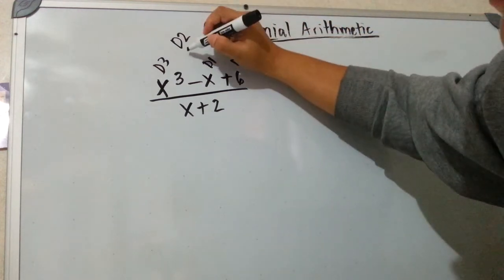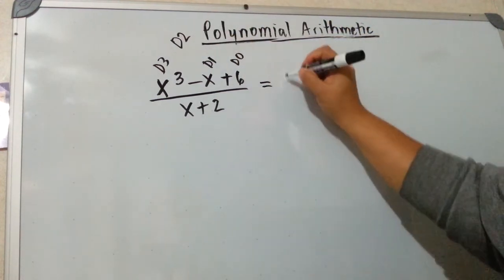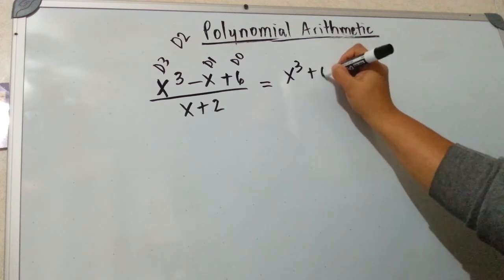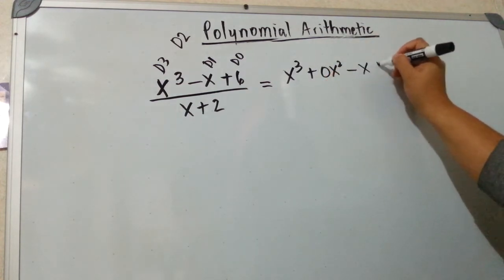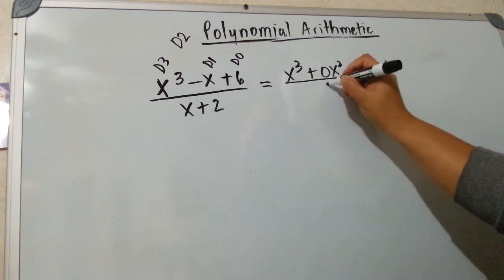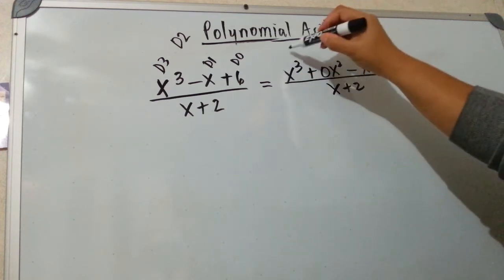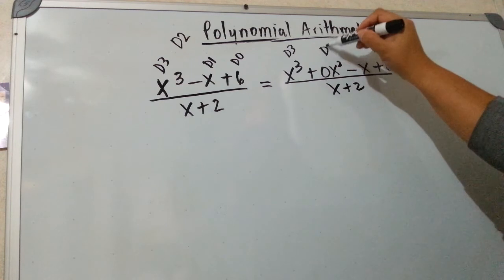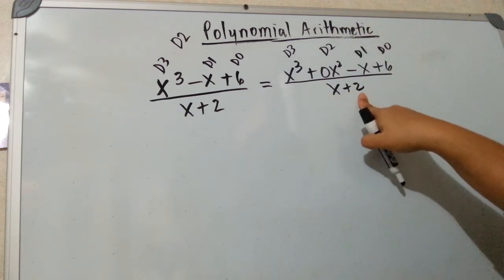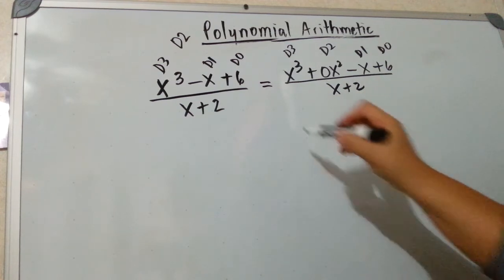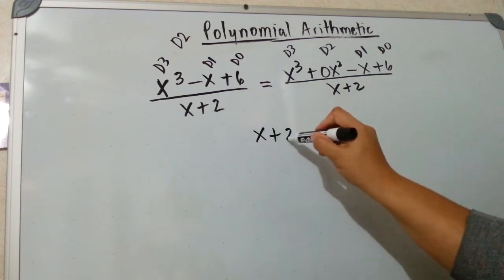And this is what you're going to do when a degree is missing. You're going to make up a term with a 0 coefficient, such that none of your degrees are missing. So now you have degree 3, degree 2, degree 1, degree 0. And here none of them are missing either. So we're good. Alright, so now you're ready to divide.